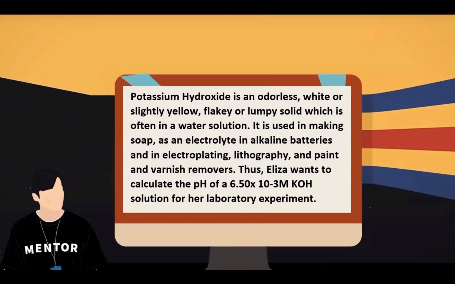Problem 3. Potassium hydroxide is an odorless white or slightly yellow, flaky, or lumpy solid, which is often in water solution. It is used in making soap, as an electrolyte in alkaline batteries, and in electroplating, lithography, and paint varnish removers. Thus, Elisa wants to calculate the pH of a potassium hydroxide solution, which is 6.50 times 10 to the power of negative 3 moles of potassium hydroxide per liter for her laboratory experiment.